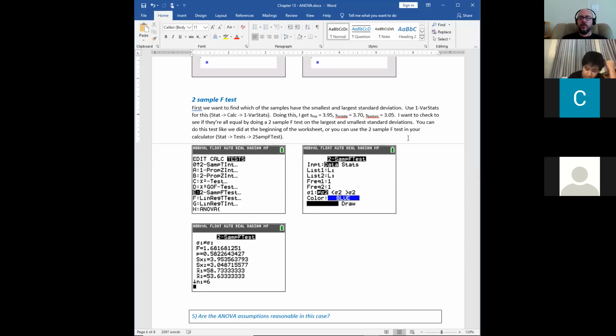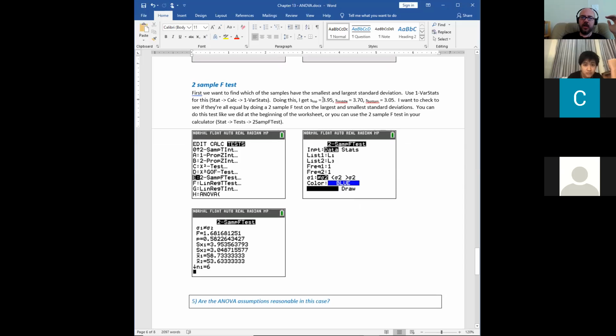Now, we don't have to do all the combinations. I don't have to do 1 and 2, and 1 and 3, and 2 and 3. All I really have to do is find the 2 that are farthest apart and do a test on that pair. Here's what I got when I did 1-variable stats on all 3 of these: the standard deviation for the top was 3.95, the standard deviation for the middle was 3.7, and the standard deviation for the bottom is 3.05. Obviously, those are different numbers, but what we really want to check is, are they far enough apart that it makes us think the population variances are not equal? Because these are just sample standard deviations.